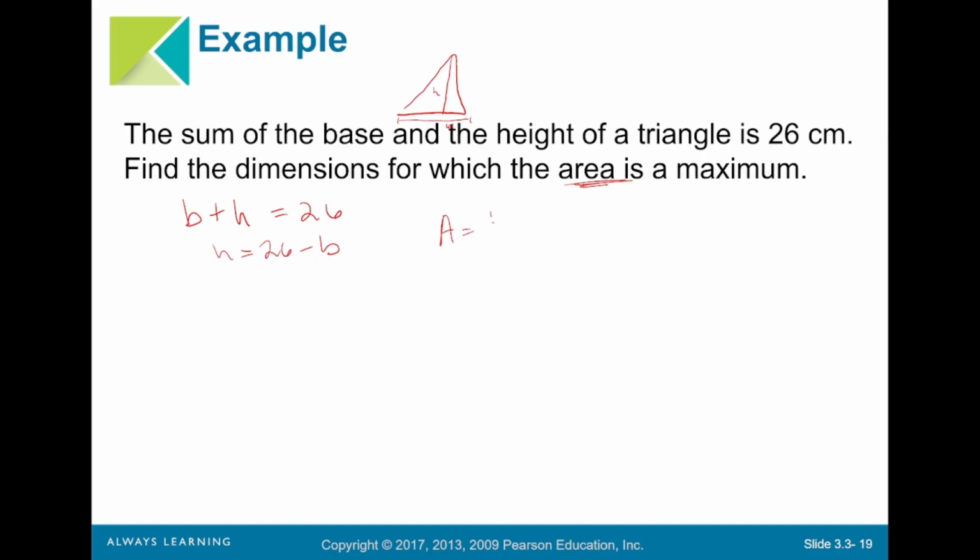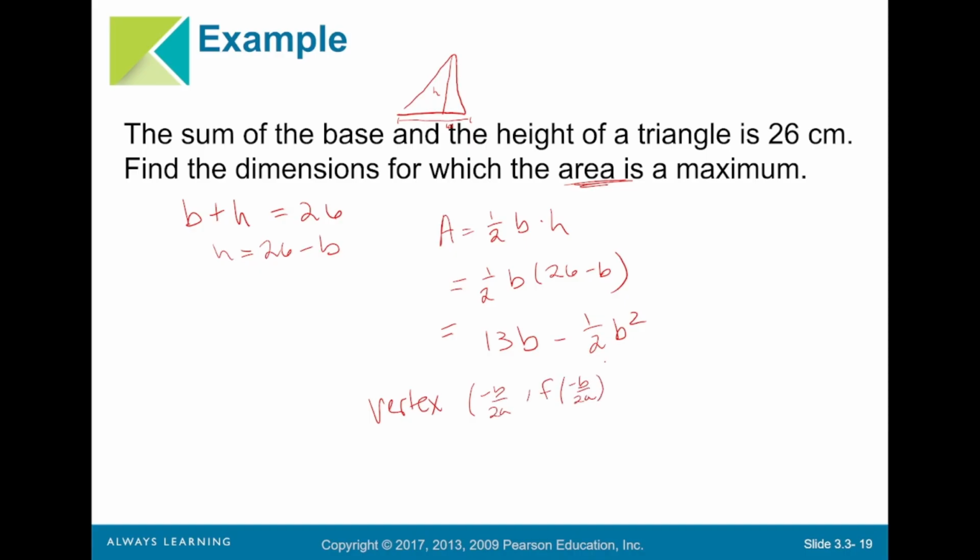Well, the area of a triangle is 1/2 base times height. So that's 1/2 times whatever my base is, times height, which I know is 26 minus the base. So that's 1/2. Let's go ahead and distribute 1/2 b to 26. That's 13b minus 1/2 b squared. And then we need to find our vertex. That'll tell us where the max and min of this function is. So that's negative b over 2a, f of negative b over 2a.